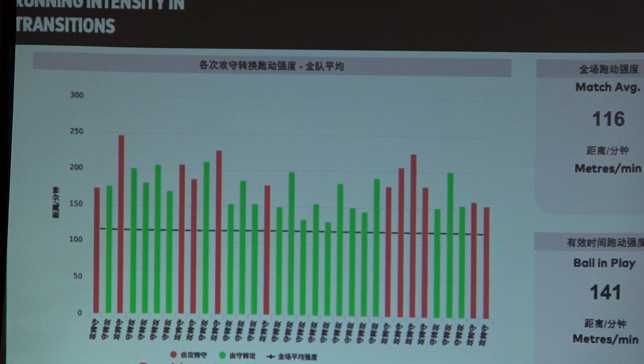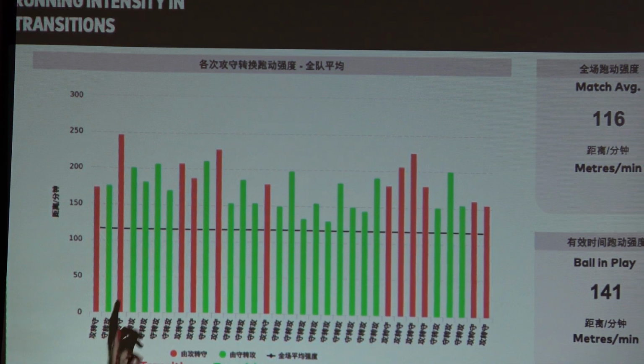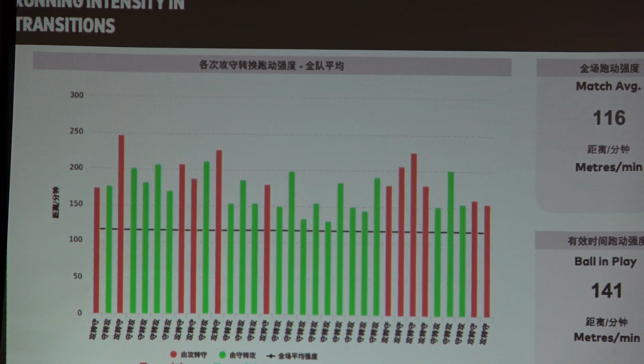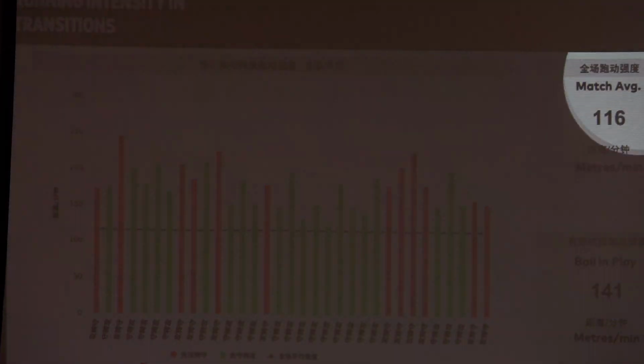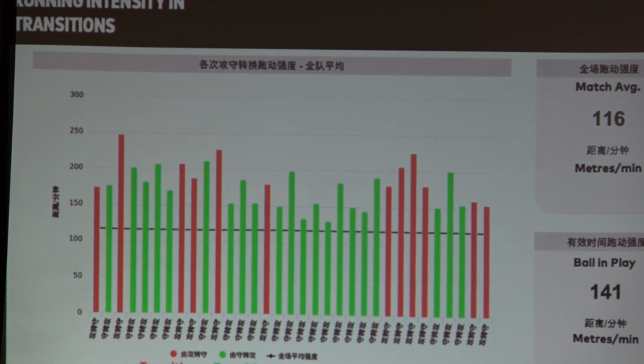So remember our reference when we were looking at the match day reference. It's for meters per minute. It's around 100 to 110 meters per minute, but that's not enough.